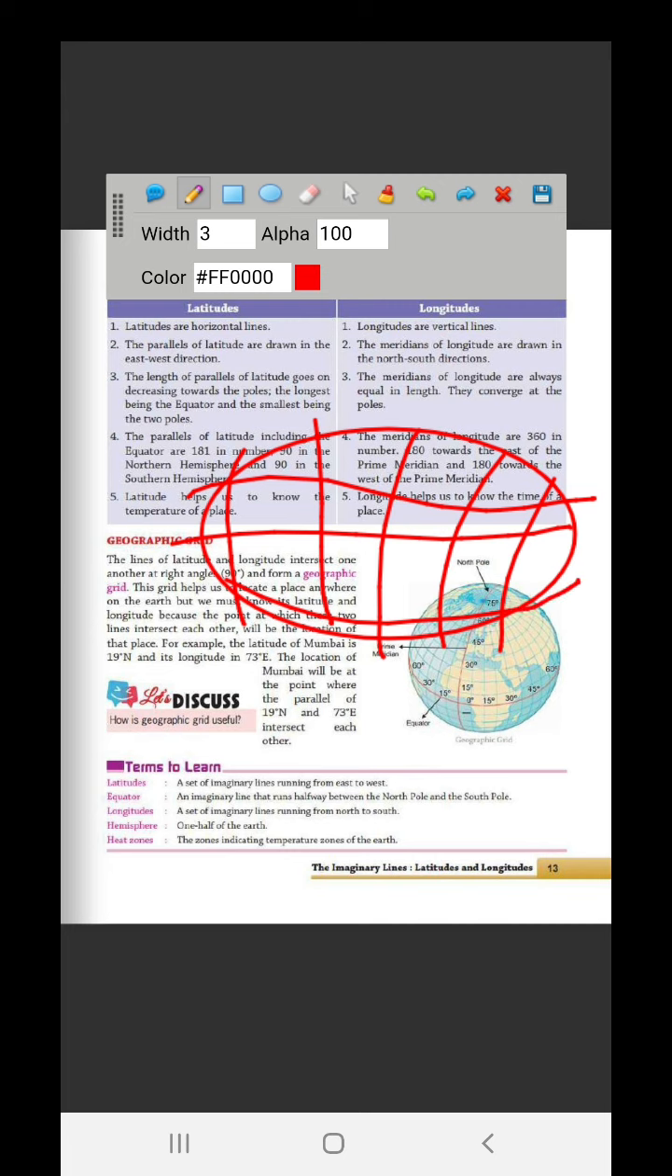We can know a place through its latitude and longitude, because the point at which the two lines intersect, suppose this point, will be the location of the place. For example, the latitude of Mumbai is 19 degree north and longitude is 73 degree east. The location of Mumbai will be at the point where the parallel 19 degree and the meridian 73 degree intersect each other.